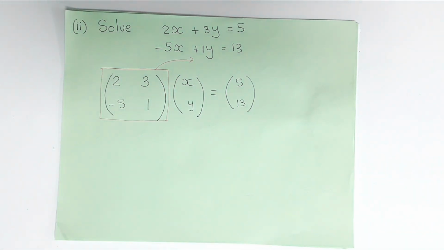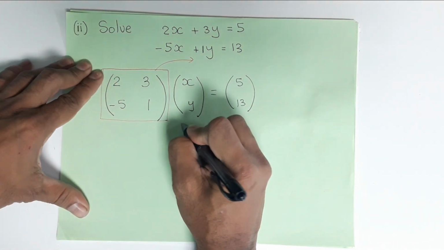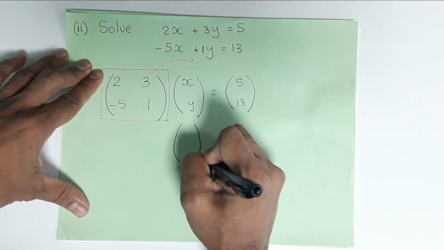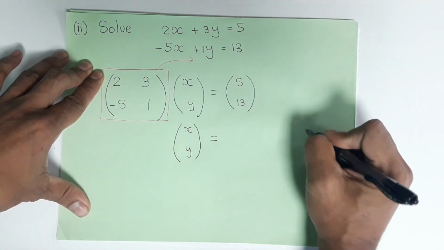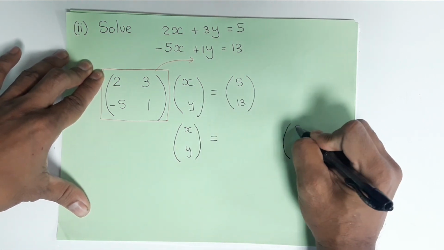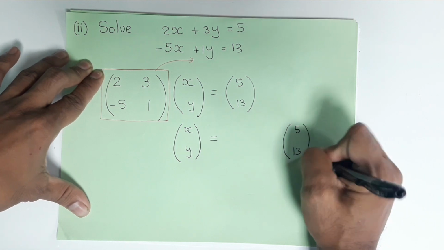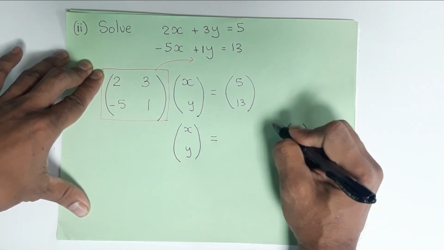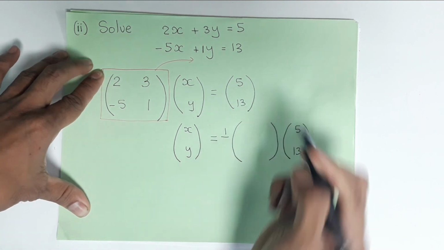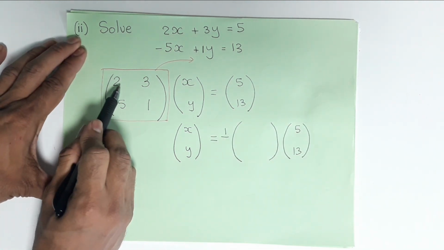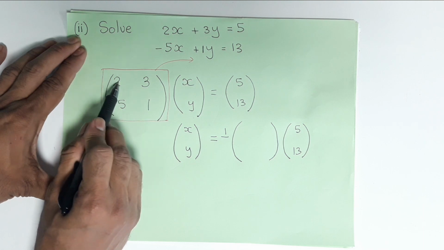So let's see if I can just quickly refresh your memory. The x and y will be on this side. The 5 and 13, we're pushing it around. The first thing we have to do when we find the inverse of a matrix is to find the determinant of the matrix. So to find the determinant of the matrix, we multiply this diagonal, 2 by 1.